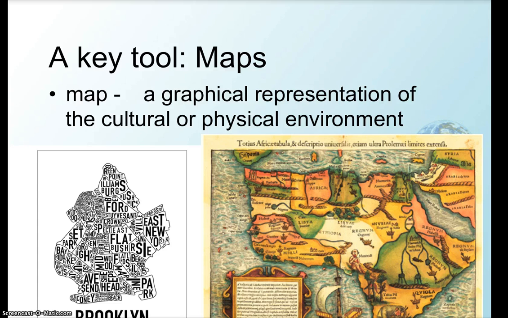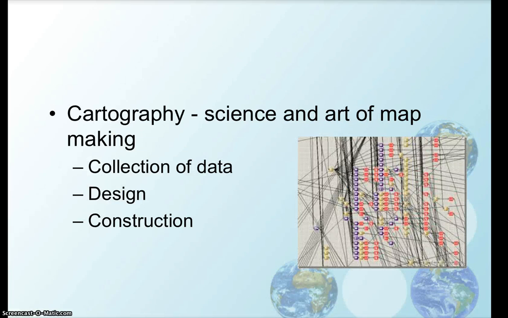And we have a couple different images here that give us examples of a few maps. The map on the left is an artistic map of Brooklyn, and it shows the different areas within Brooklyn. You wouldn't want to use it to get around town, but you might want to hang it on your wall. The map on the right is a historic map of what folks thought Africa looked like a long time ago. So we can see that maps can be both useful and convey a lot of information and be quite beautiful. The practice of making maps is called cartography.